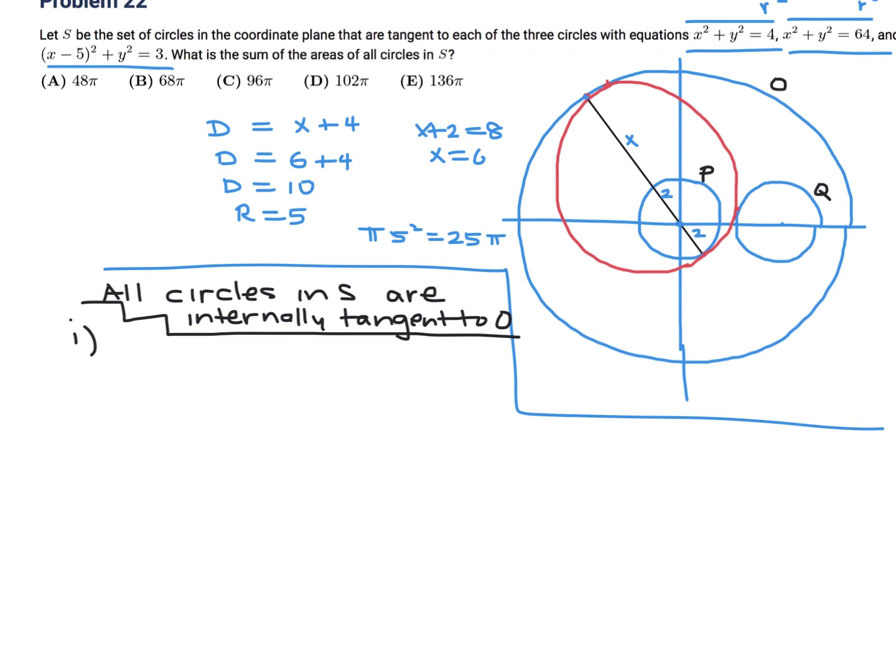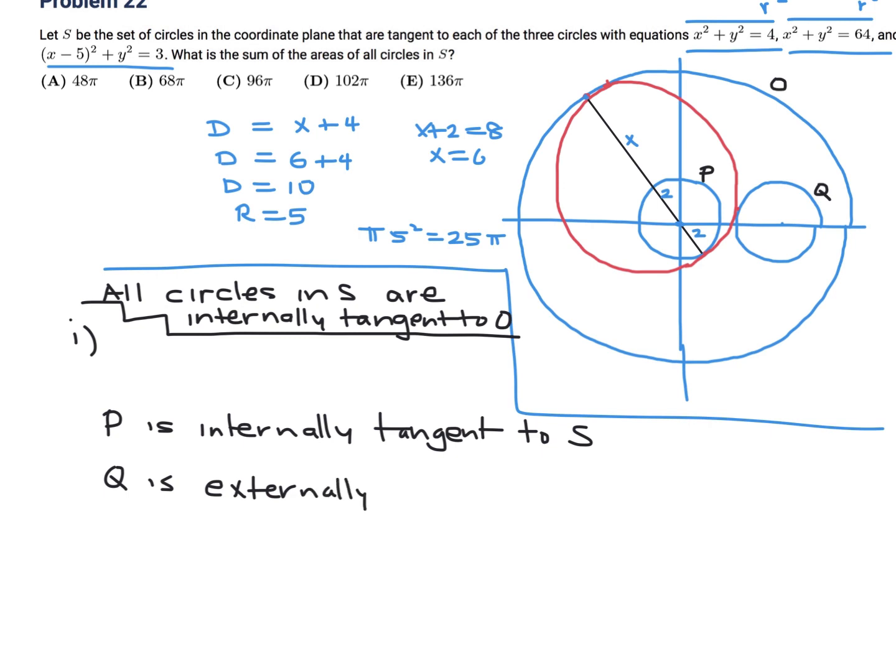So we have 4 categories. We have the first category where P is internally tangent to S, and Q is externally tangent to S. And that is exactly what I drew up here. That red circle that I drew up here is an example of this scenario. And we figured out that the radius there was 5.